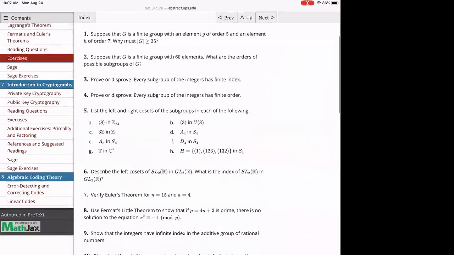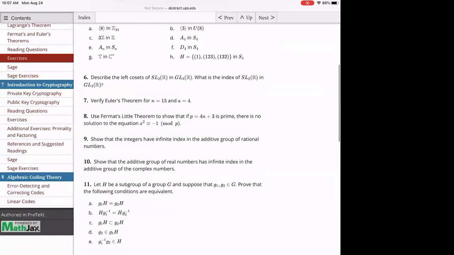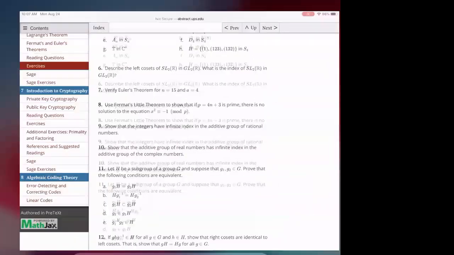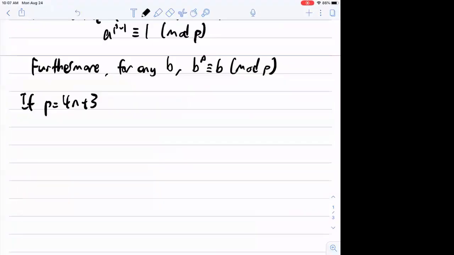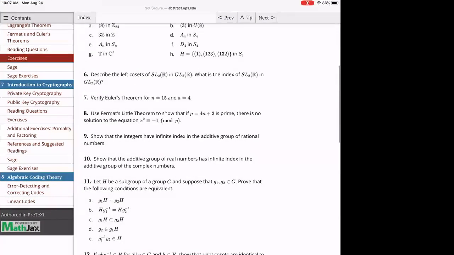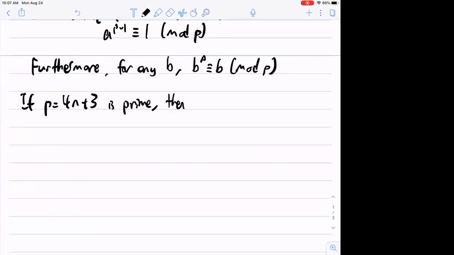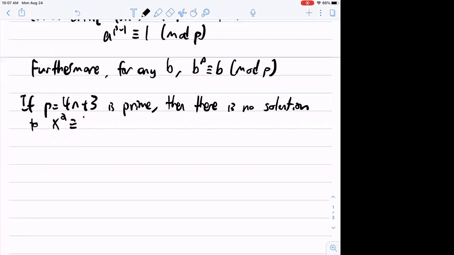So I have the book with me. I don't know. Let's do 8. Use Fermat's little theorem to show that if p equals 4n plus 3, so it's 3 mod 4, and p is prime, then there is no solution to x squared congruent to negative 1 mod p.